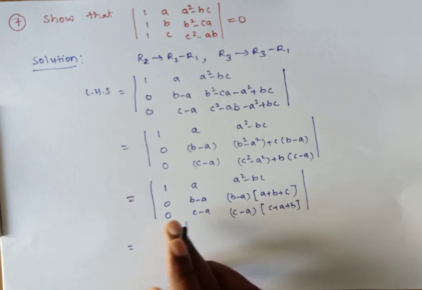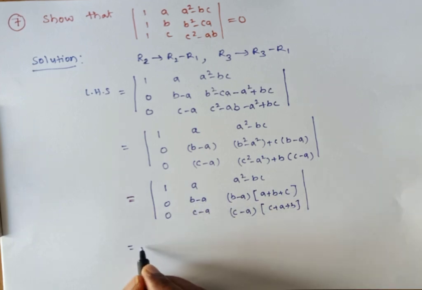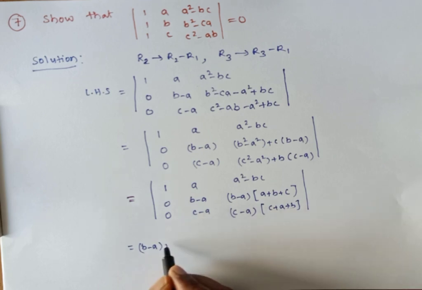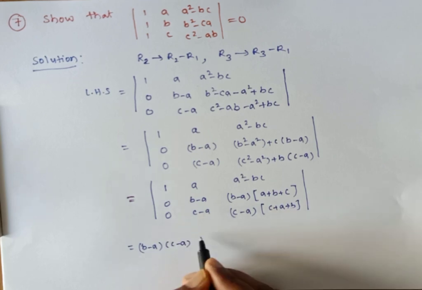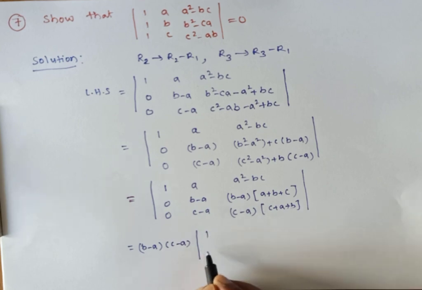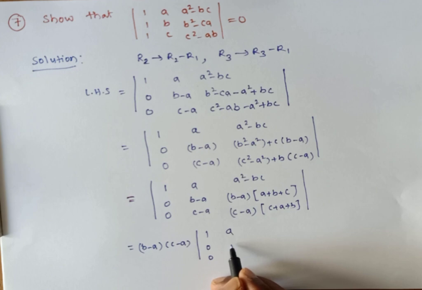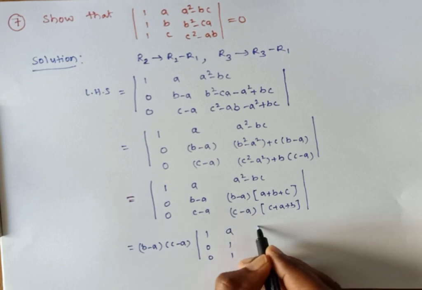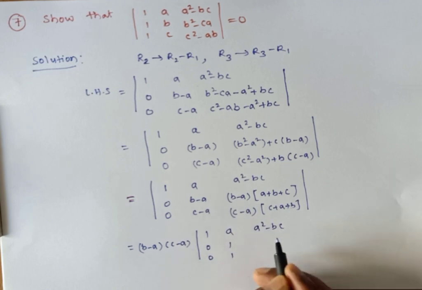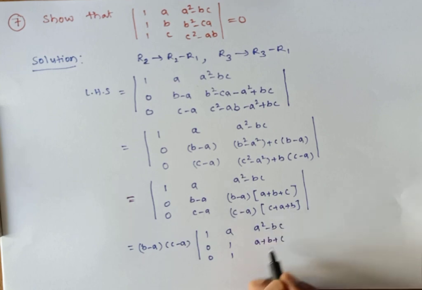So finally, from the second row b minus a is common, b minus a into, and from the third row c minus a is common, times 1 0 0. Here it is a, b minus a common, then it is 1 1. So a square minus bc, and it is a plus b plus c, and it is c plus a plus b, meaning again a plus b plus c.